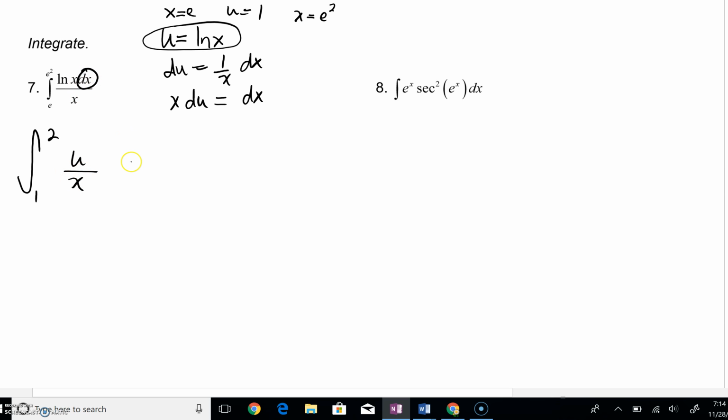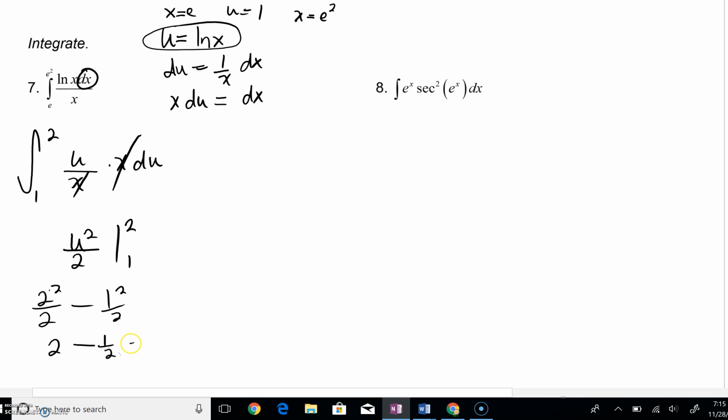Now, dx here is really going to become an x du, and you can see that our x's completely wipe out. Now we just use our fundamental theorem. We'll get u squared all over 2. We're going to evaluate that between 2 and 1. And that would be 2 squared over 2 minus 1 squared over 2. So that's 4 over 2, which is 2, minus 1 half. 2 minus 1 half is 1 1/2, or 3 over 2.